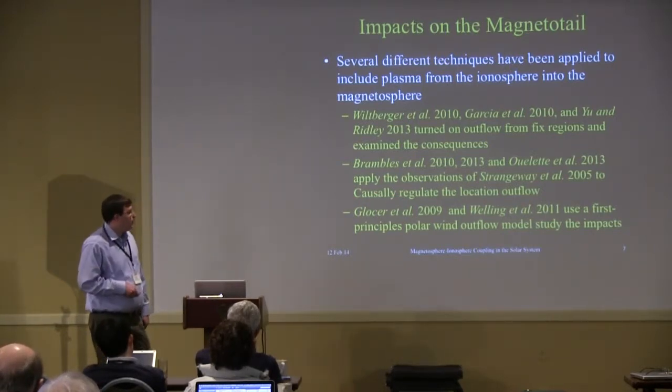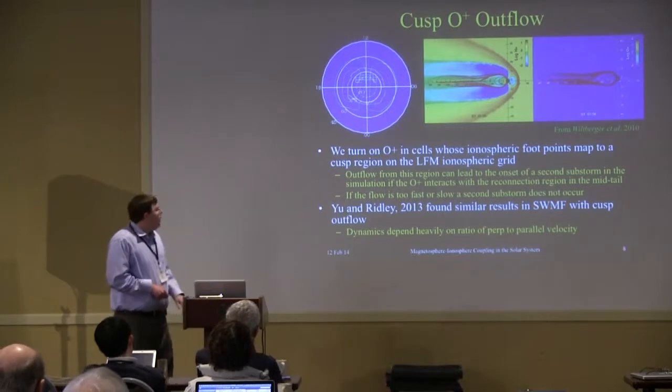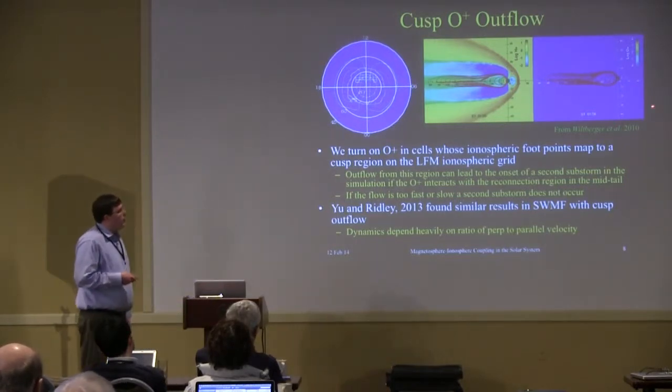And then finally, I'm going to talk some about the polar wind outflow model, which has been used by the Michigan group. So here is a simple example from Wolfberger et al.